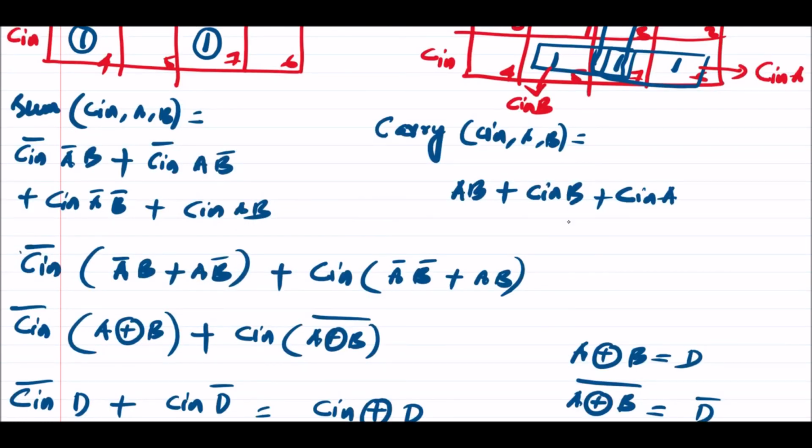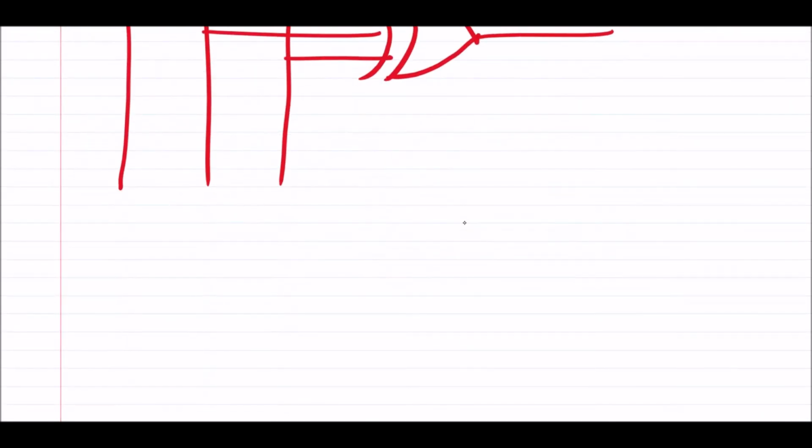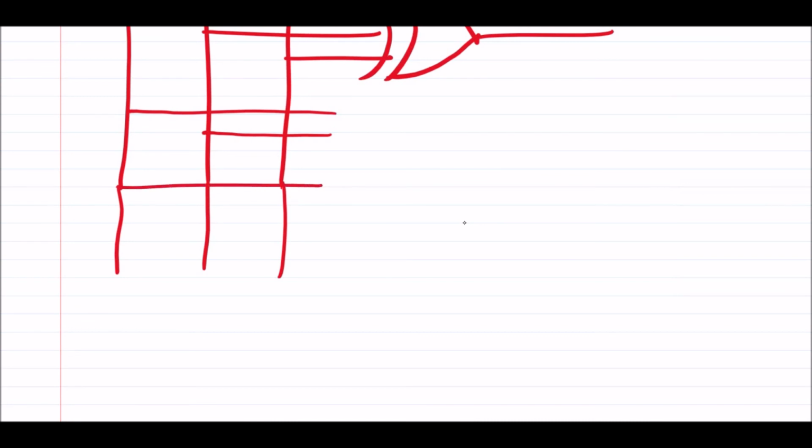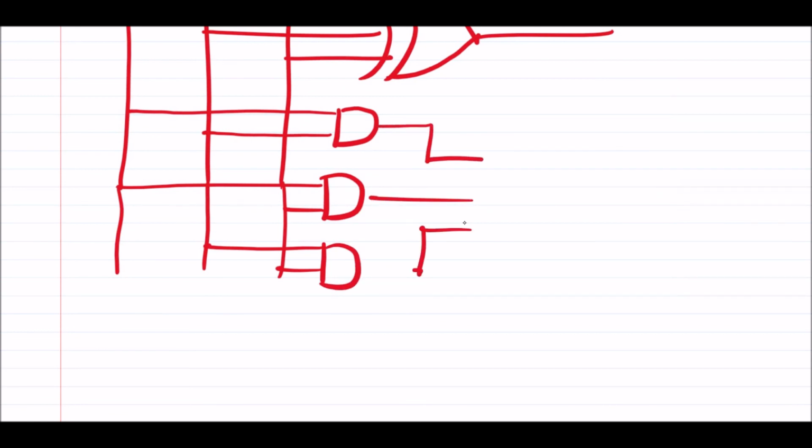But my carry is A dot B plus C in dot B plus C in dot A, the 3 AND connections with the help of 3 variables. So we can draw C in dot A, next is C in dot B, and at last A dot B. So we have 3 AND gates which are added together by the help of an OR gate. So this is my carry.